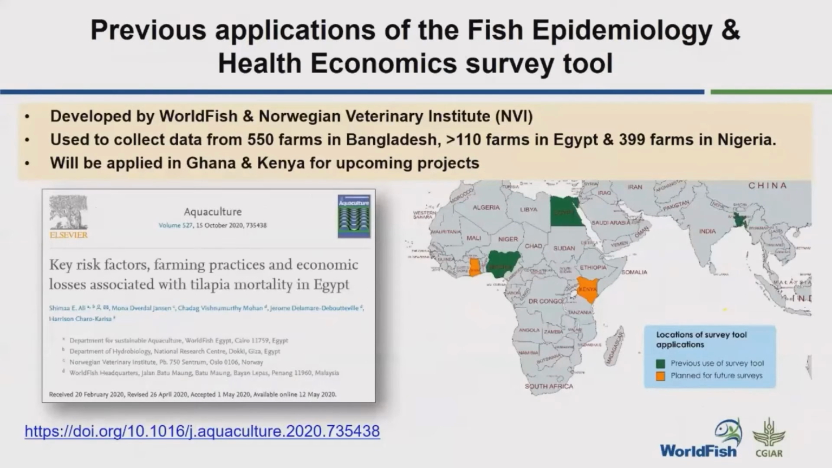The baseline survey tool, which was initially developed by WorldFish and the Norwegian Veterinary Institute, has been used to collect data from 550 farms in Bangladesh, more than 110 farms in Egypt, and 399 farms in Nigeria.